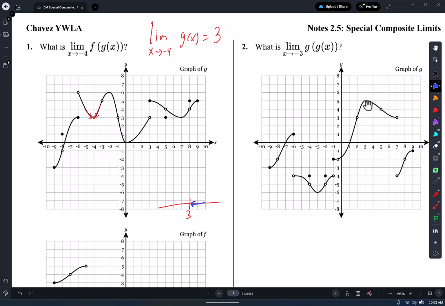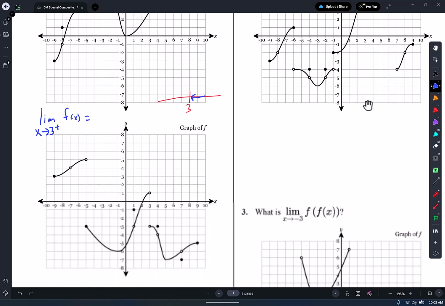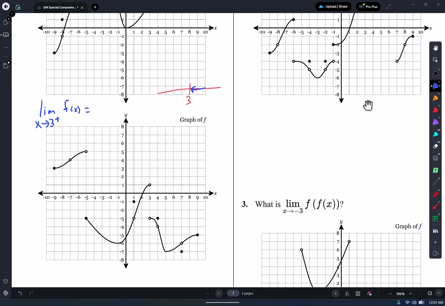So I'm going to write limit as x approaches 3 from the right of the outward function, the outside function, f of x. So I go to my f, and I look at 3, and as I approach 3 from the right, what is that limit? -3. Does that make sense, guys?